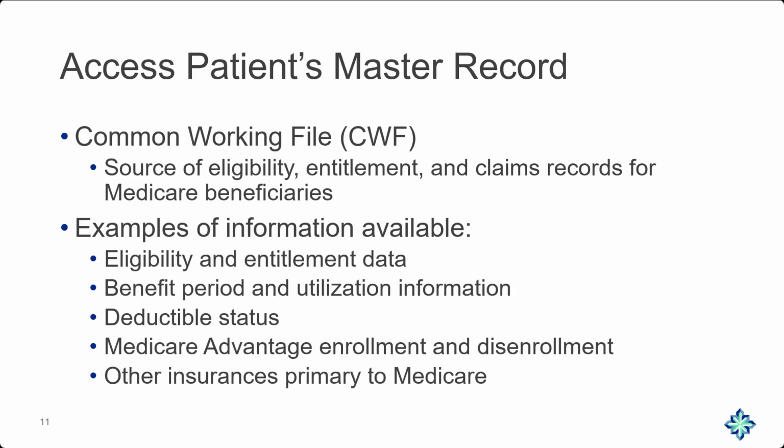Examples of the type of information it contains are listed here. Again, it's not an all-inclusive list, but some of the things are eligibility and entitlement information. So does the patient have Part A? As of when? What about Part B? Not every patient has both Part A and Part B, and they don't always start on the same exact date or even in the same exact year, depending on how the patient signed up for Medicare with Social Security.